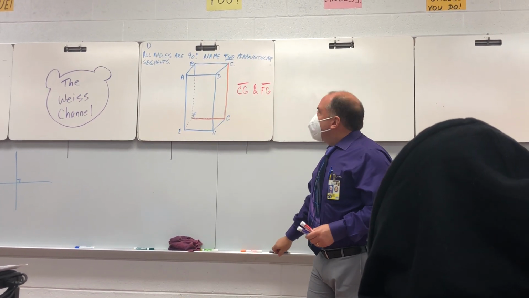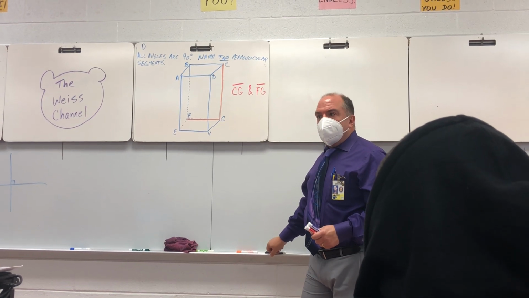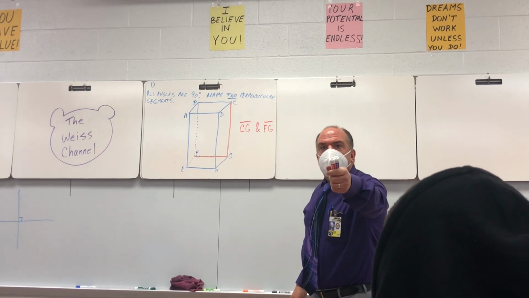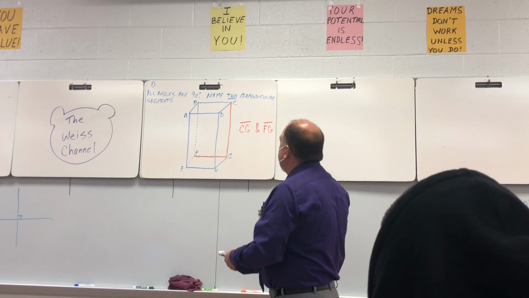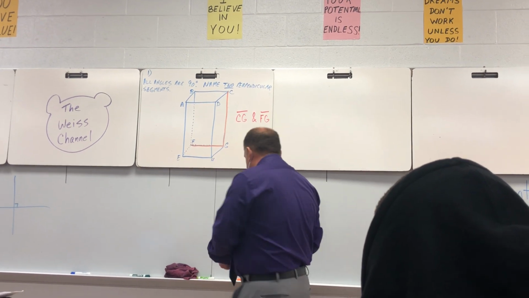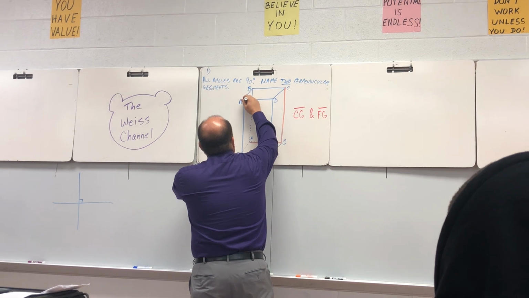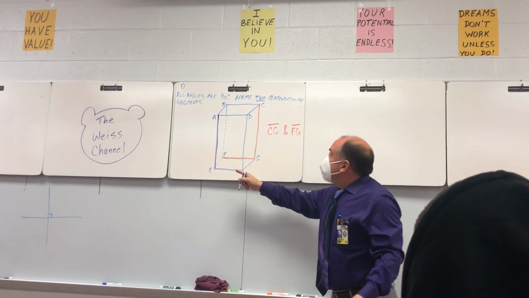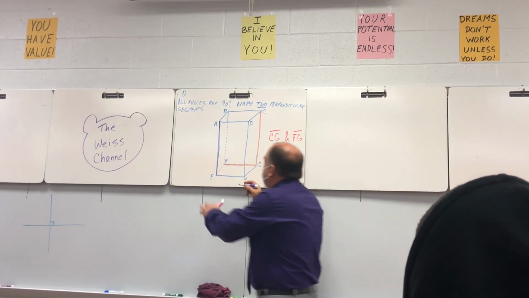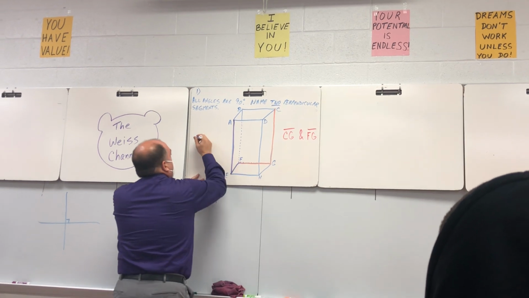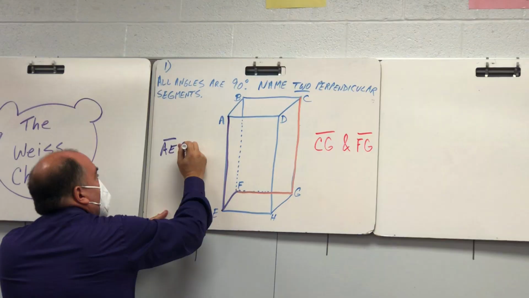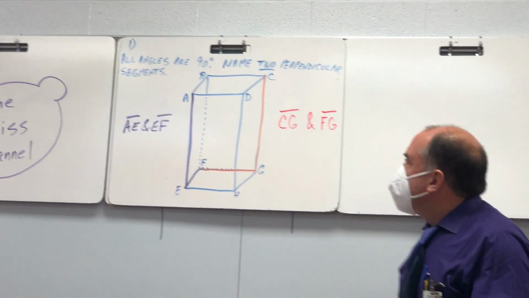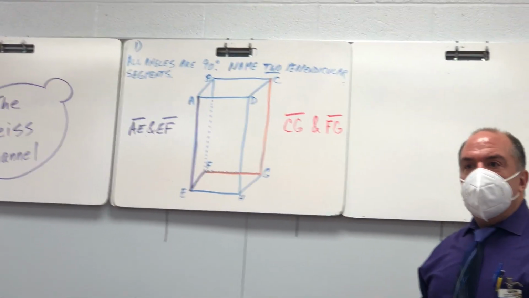Someone willing to give me another pair of perpendicular lines? What would be another pair of perpendicular lines? AE, and EF. Yes, very good. AE and EF are perpendicular segments.